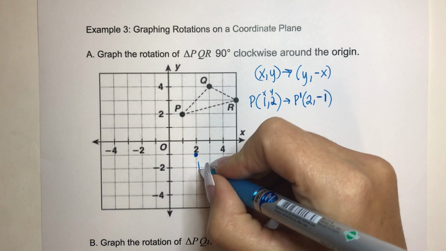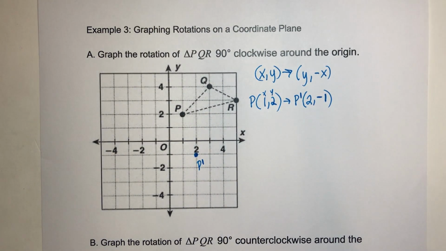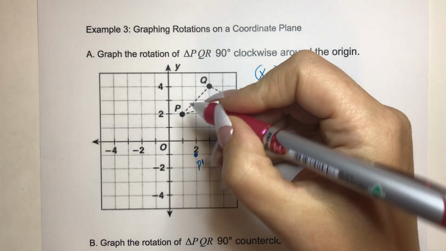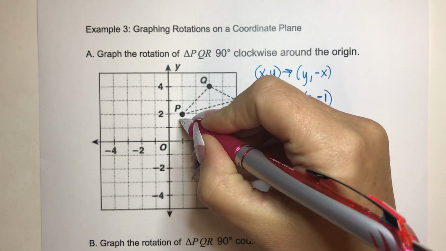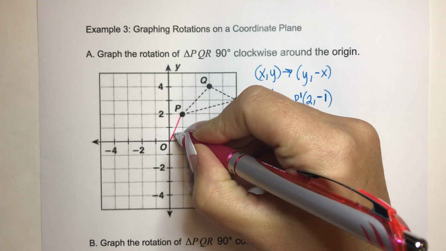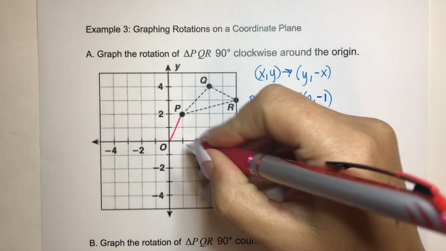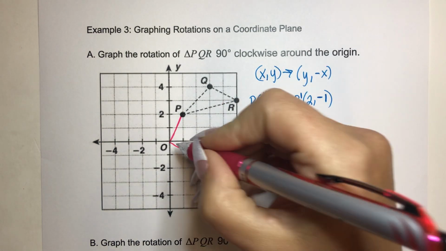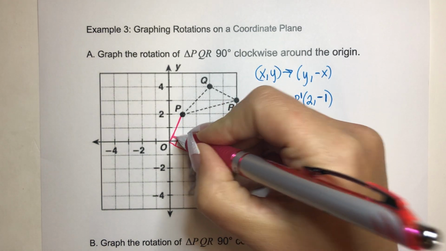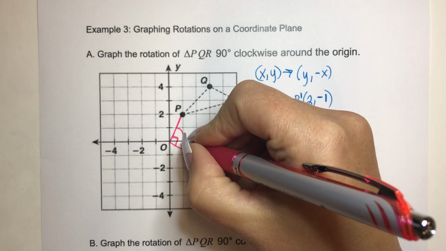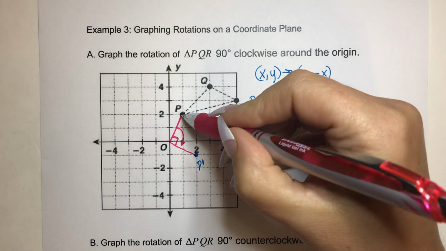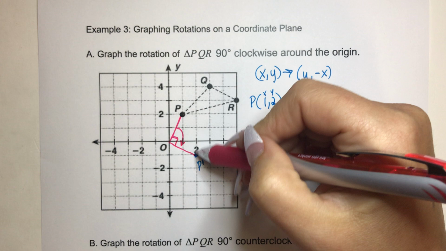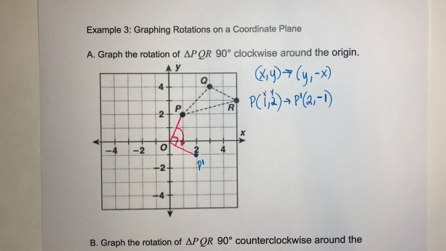Now, I want you to notice this is around the origin. So I can take this P to the origin and draw a straight line. And then I'm going to draw a straight line from this P prime to the origin. And look at that. That is 90 degrees. And see, we're going clockwise. So do you see that? It rotated 90 degrees clockwise. And that's why we're right there.